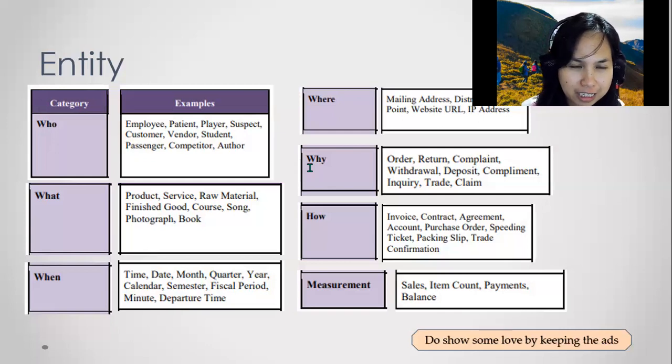And then lastly, we have measurement. By measurement, this refers to counts, sums, and perhaps aggregation of other categories. So we're talking about the what and the where, at or over periods or points in time. So then we talk also about the when. Some examples that we can think of are the sales, the amount of sales, item count, payments, and then balances.